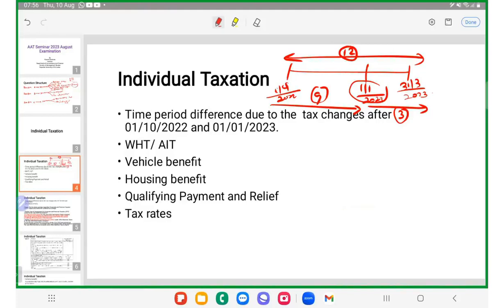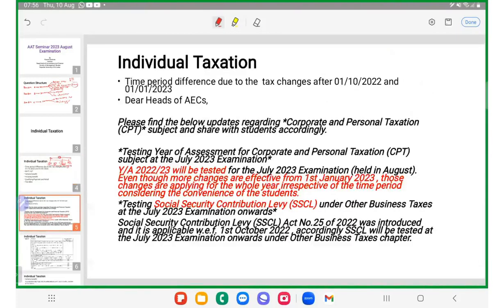So already they have shared a message to all the institutes, heads of the AECs, and the lecturers. Here they have mentioned, please look at the red color highlighted one. The year of assessment test will be 2022 and 2023. That's okay, we know that, right?